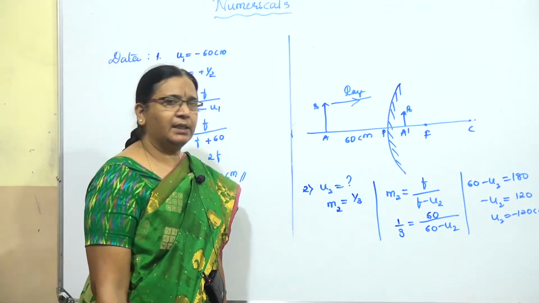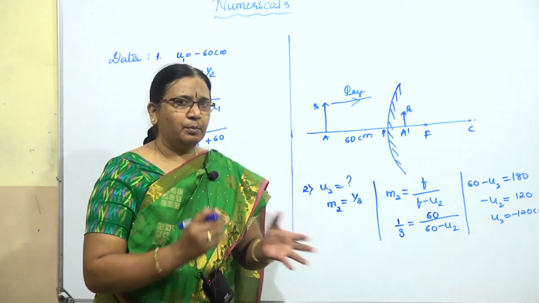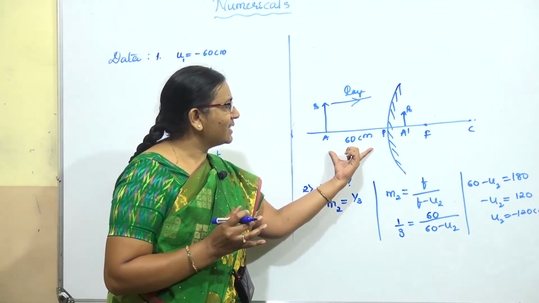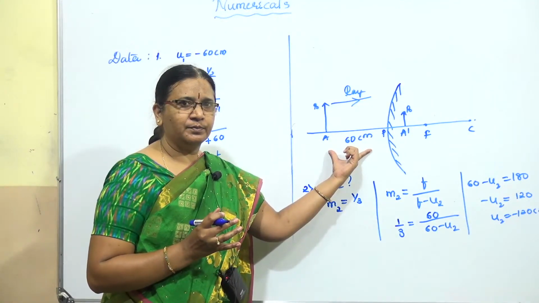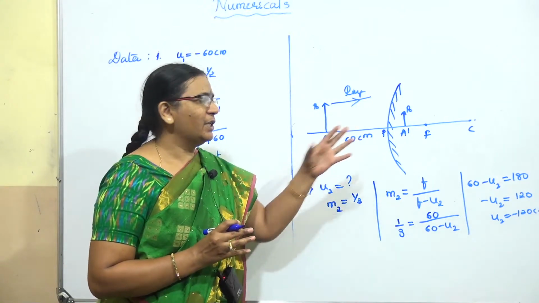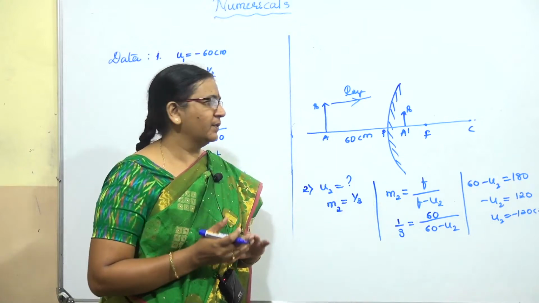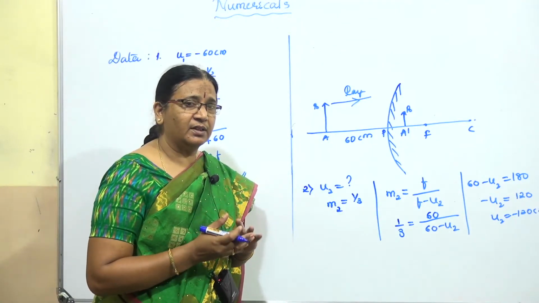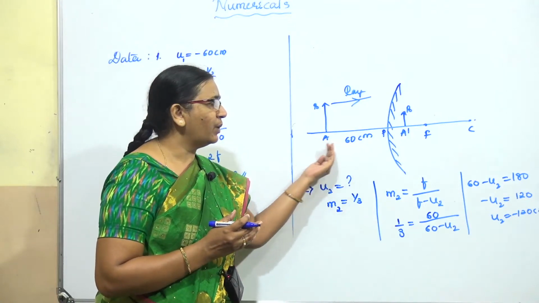So you can even have a conclusion in parallel. See, when I had kept the object at 60 centimeter, what I had got? I had got half of that. The image was reduced to half. Now for 120 it is coming to 1/3. Means as I move away, what happens?